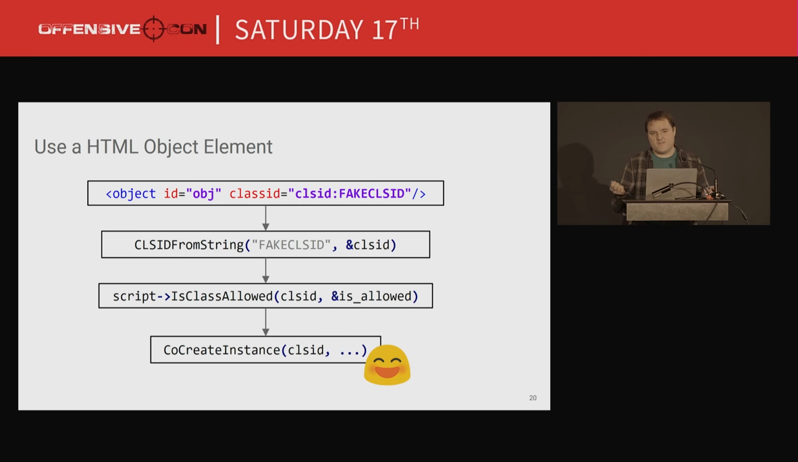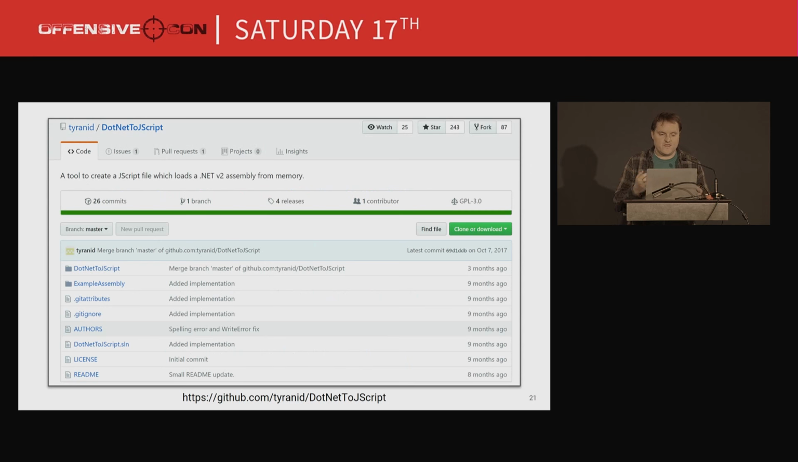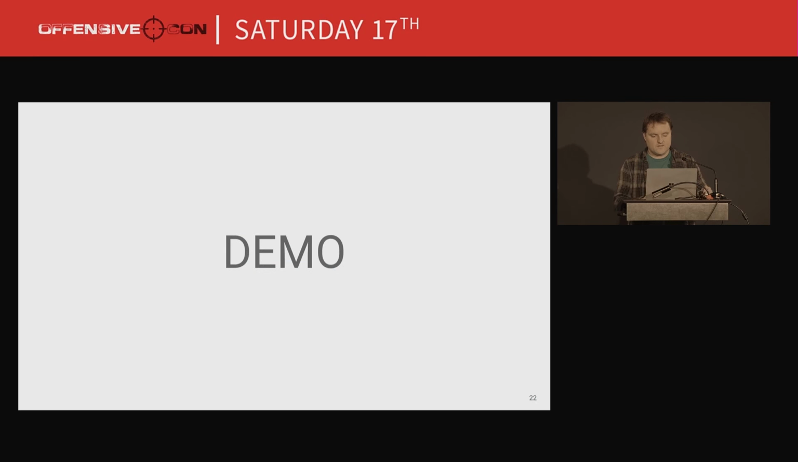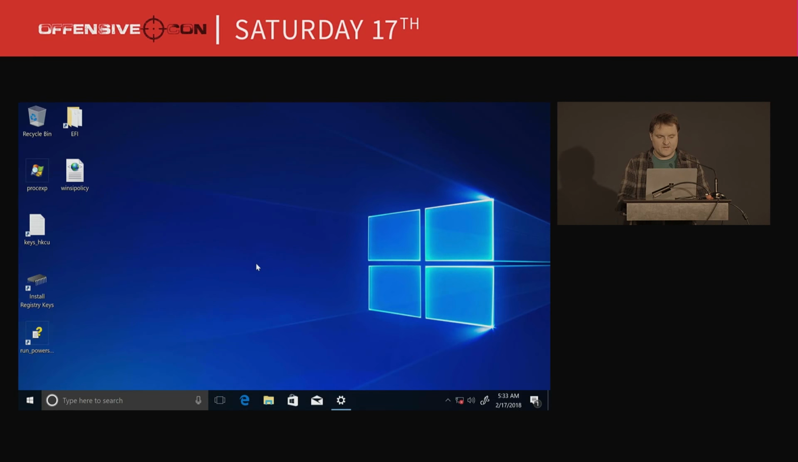But again, great, this is only going to allow us to pop calc. Have we got something better? Well, you can use my .NET to JScript tool. This allows you to bootstrap arbitrary .NET code from memory, which circumvents the code integrity policy from JScript, and you get arbitrary code execution that way. So let's quickly demo that.